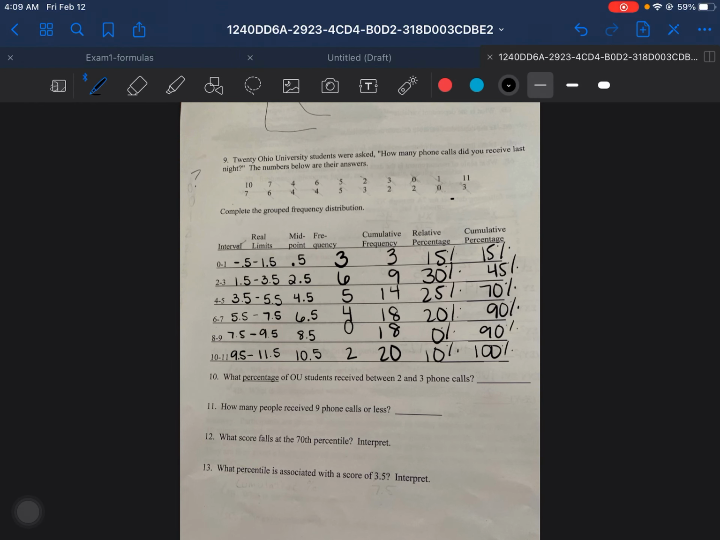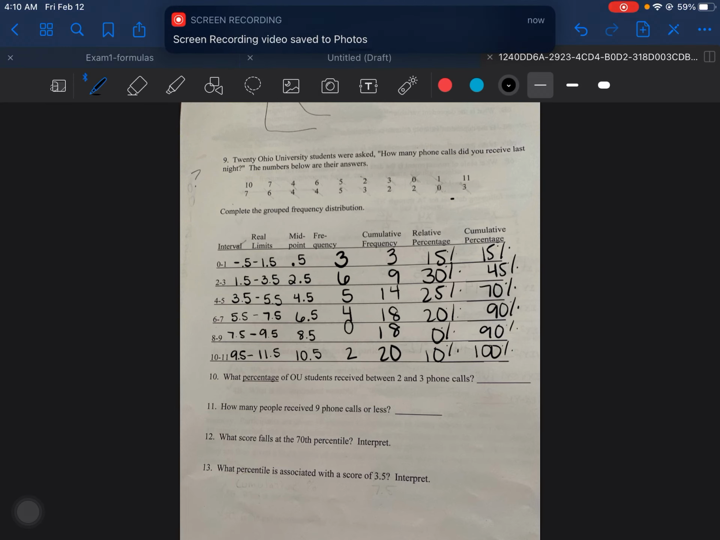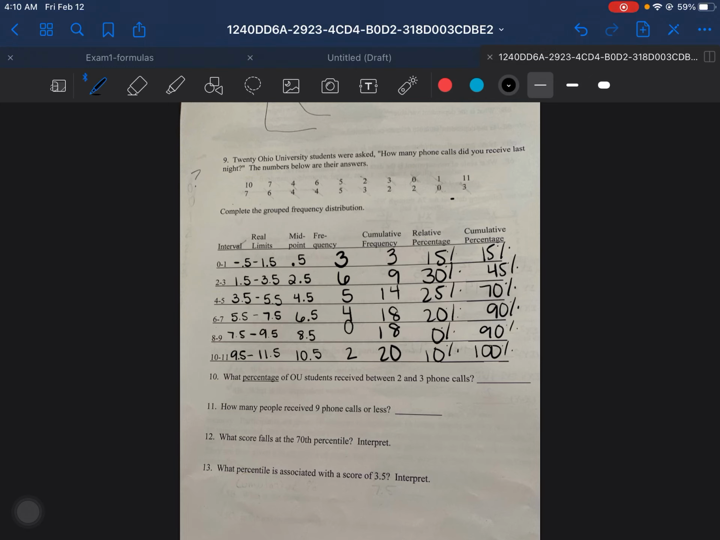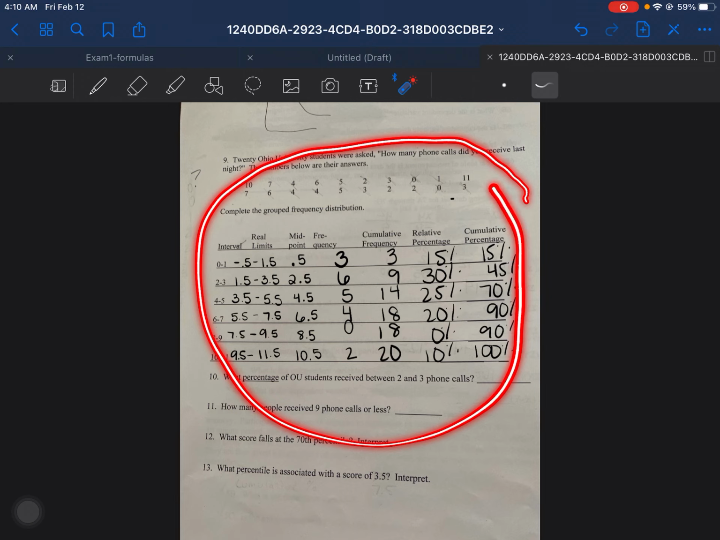Hi guys, if you just watched my previous video, you saw me fill out the frequency distribution table for this problem. This is from the homework packet worksheet for chapters 1 through 3, and in this video we're going to do questions 10 through 13, which relate to this frequency distribution here.